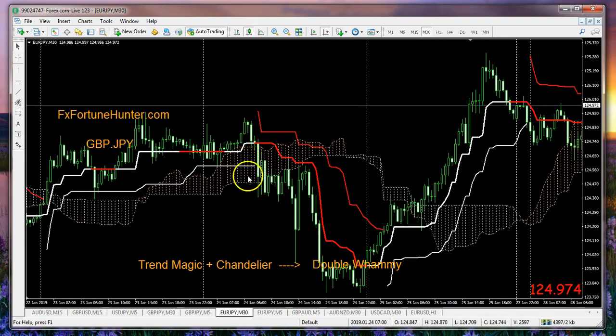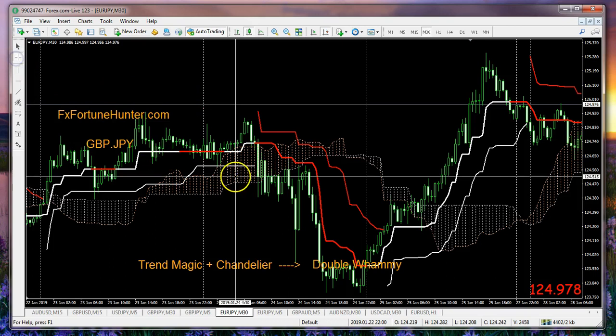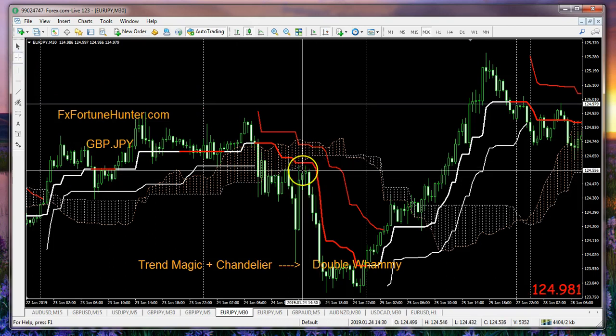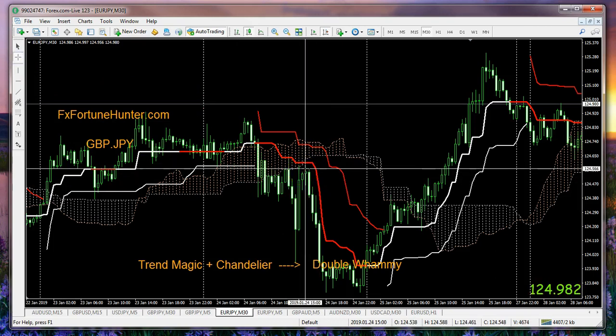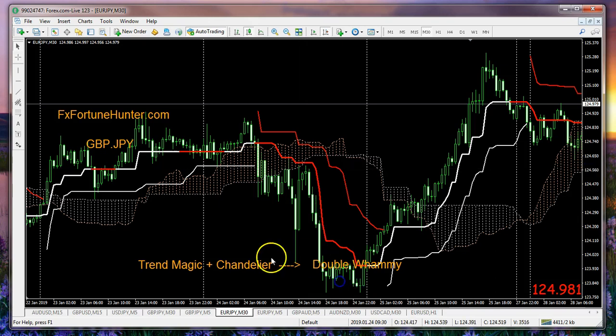Likewise here, down we go, pull back. You want to get as close to the chandelier as possible so as to eliminate your risk. Once again, this is a 30-minute chart on a hot mover, so it's going to have a little wider pip range. Up here we go to 13 pips. Down here we go to 71. Not a bad risk reward and not a bad return.